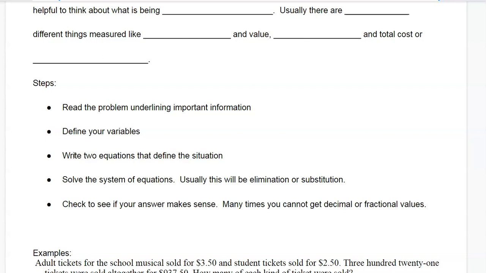If it's not something you can get part of, then make sure your answer doesn't end up with a fraction or decimal. Like you can't get half a nickel or 2/3 of a quarter. Make sure that your answer makes sense based on the context of the problem. Okay, that's it. Let's get into a few examples.